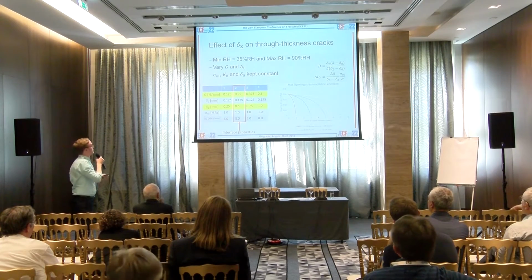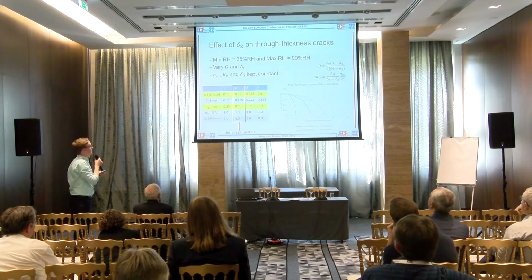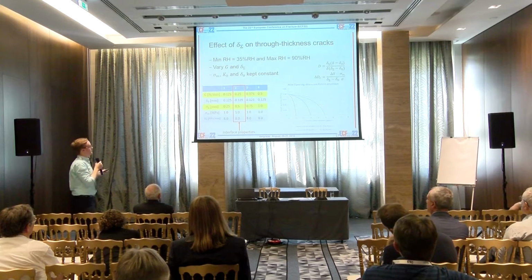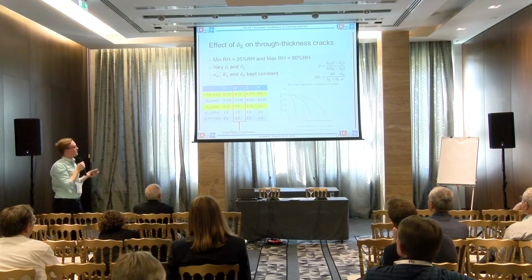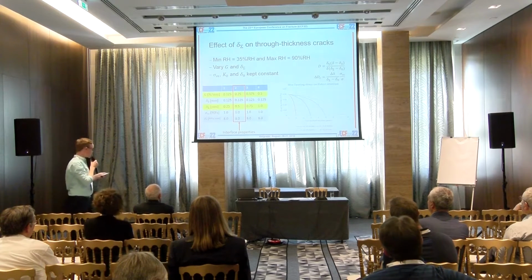Finally, if we look at the effect of delta sigma on the through thickness property, on the time to crack initiation, we're looking at the same cycle. We're varying the fracture energy G and delta sigma and keeping sigma m, k naught, and delta naught constant.